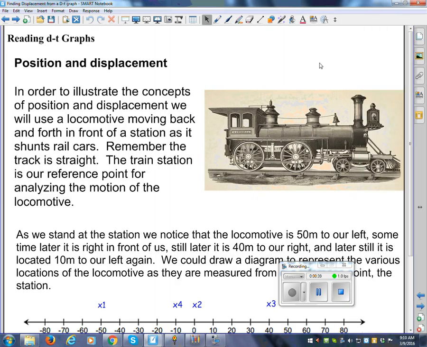Thanks, Andy. Let's begin. In order to illustrate the concepts of position and displacement, we'll use the locomotive, a train moving back and forth in front of the station as it shunts rail cars, as it moves them back and forth, puts them into position. Remember, the track is straight. The train station is our reference point for analyzing the motion of the locomotive. We're going to call the train station position 0. It's our origin. It's our frame of reference.